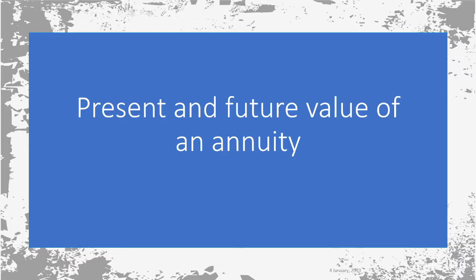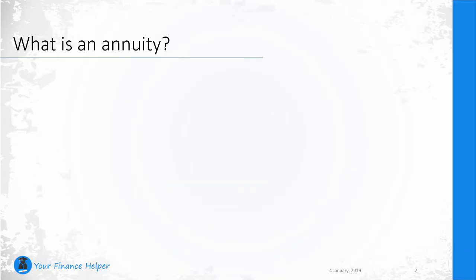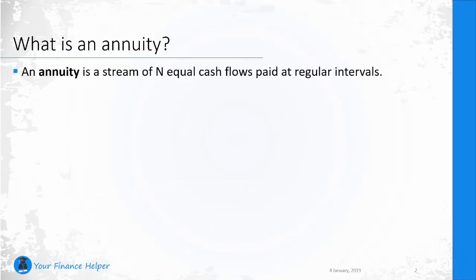Today we'll be focusing on the present and future value of an annuity. An annuity was another special case where you have a stream of cash flows. An annuity is a stream of equal cash flows paid at regular intervals. This is very similar to the perpetuity we previously covered. The only difference between an annuity and a perpetuity is that an annuity is finite, whereas a perpetuity is infinite.